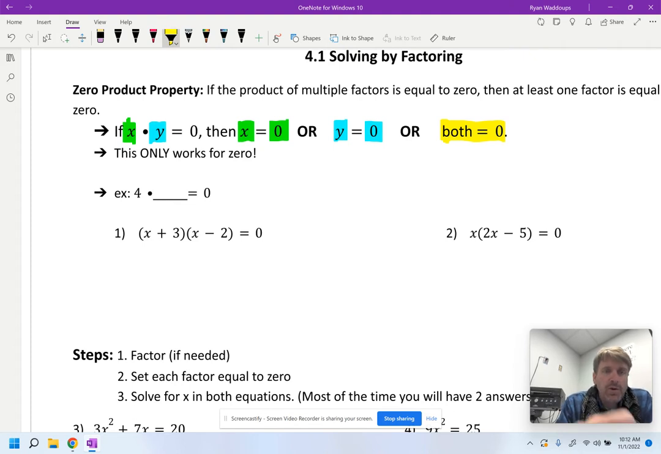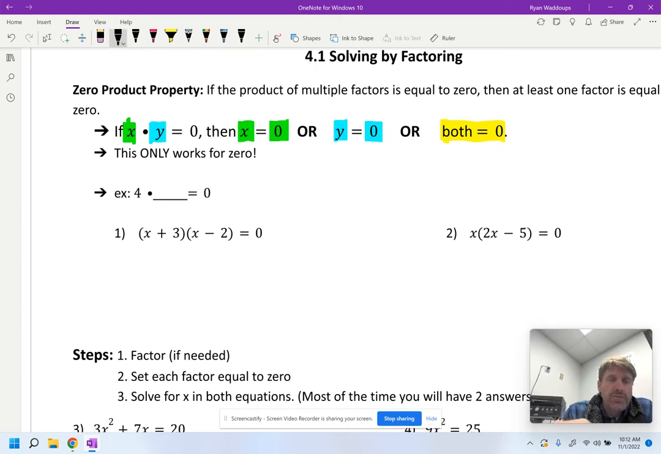And keep in mind that this only works for zero. That is to say, if I have x times y equal to 3, that doesn't tell us anything about either x or y in regards to it being 3. But x times y equals 0, then that gives us something. So, for example, 4 times some number equals 0, we know that other number has to be 0.